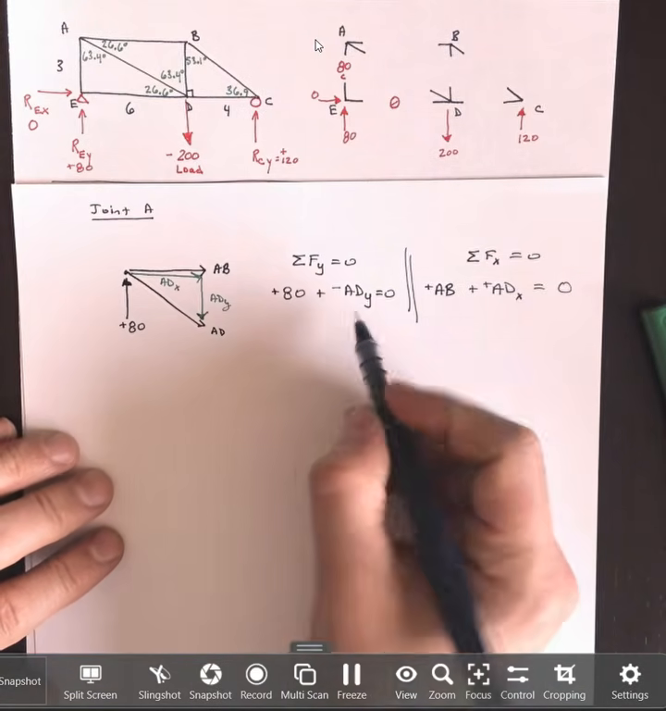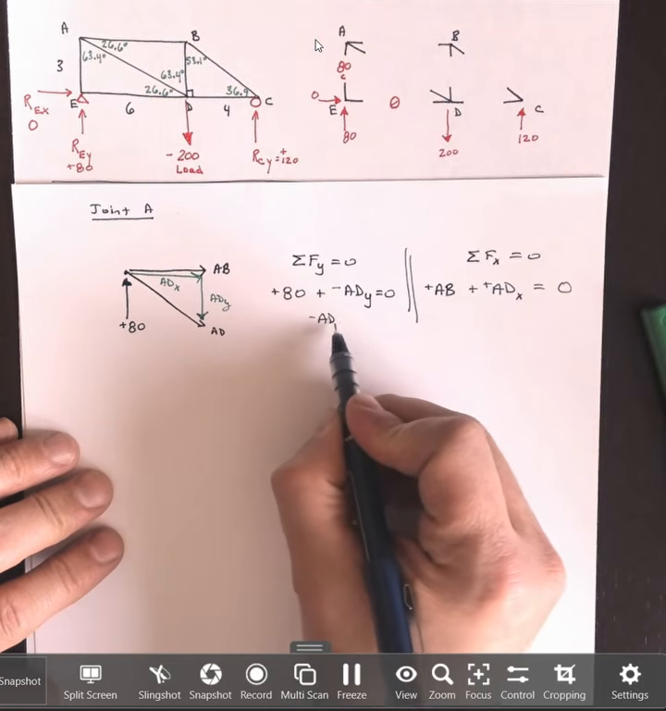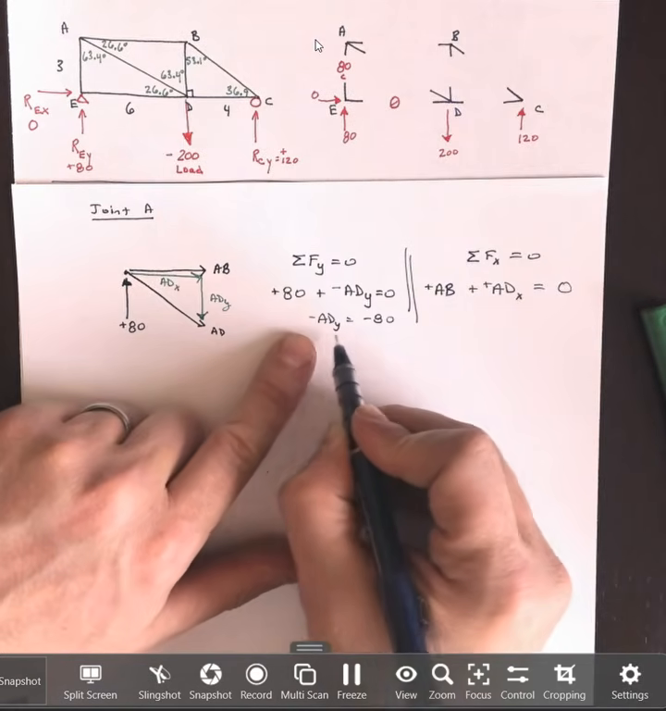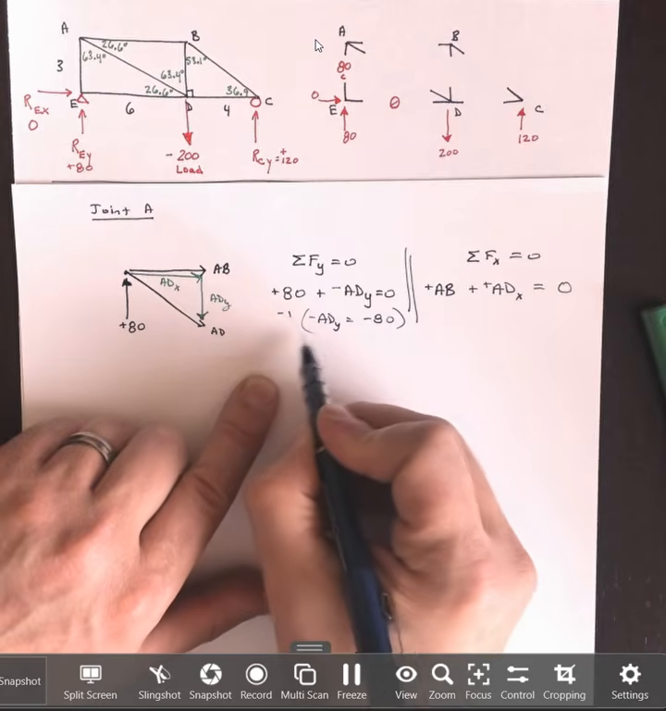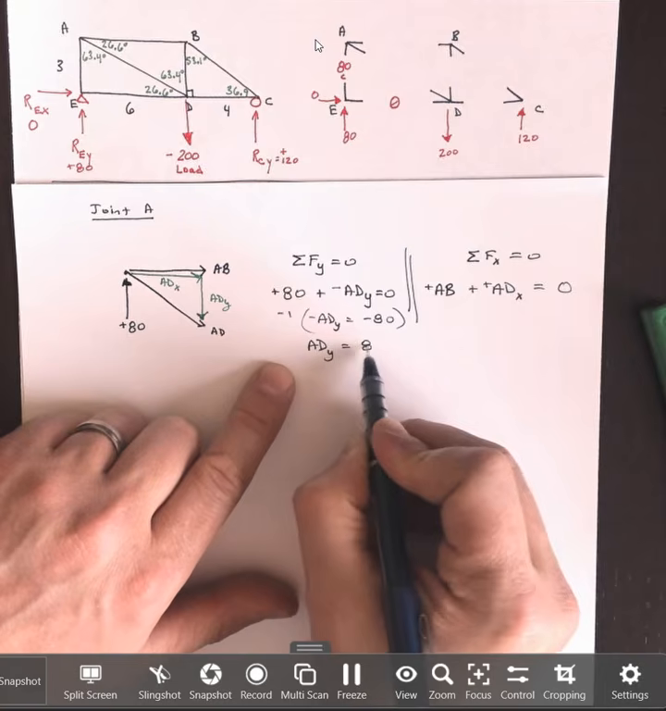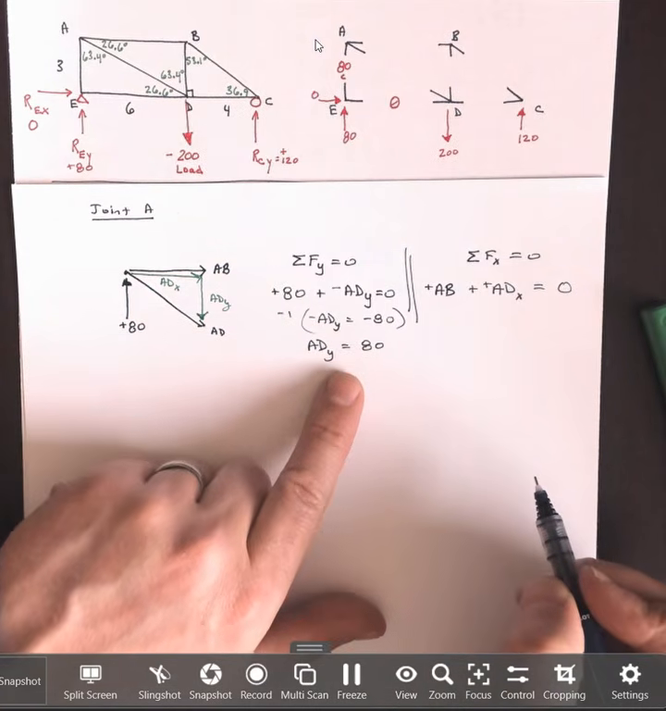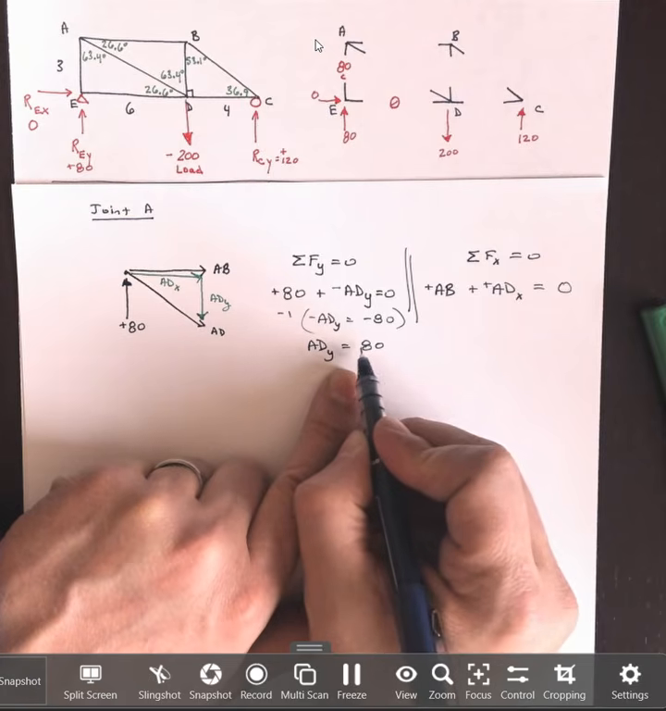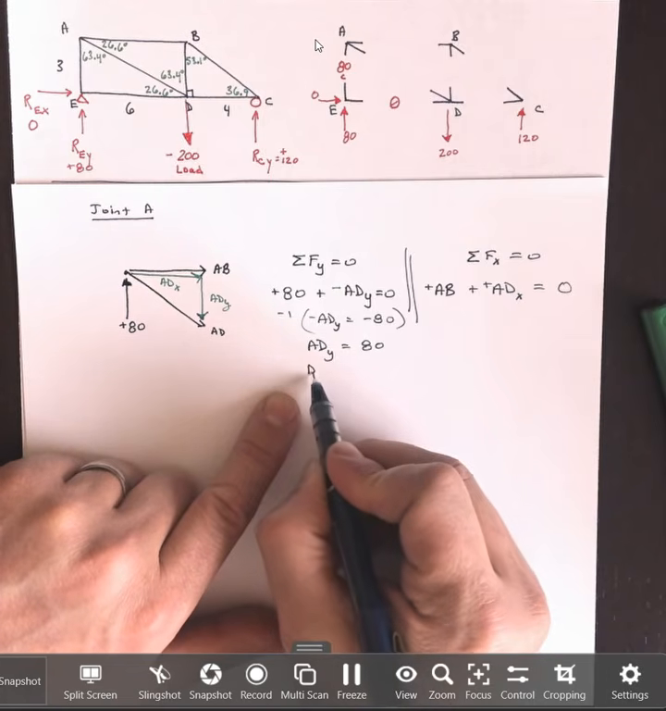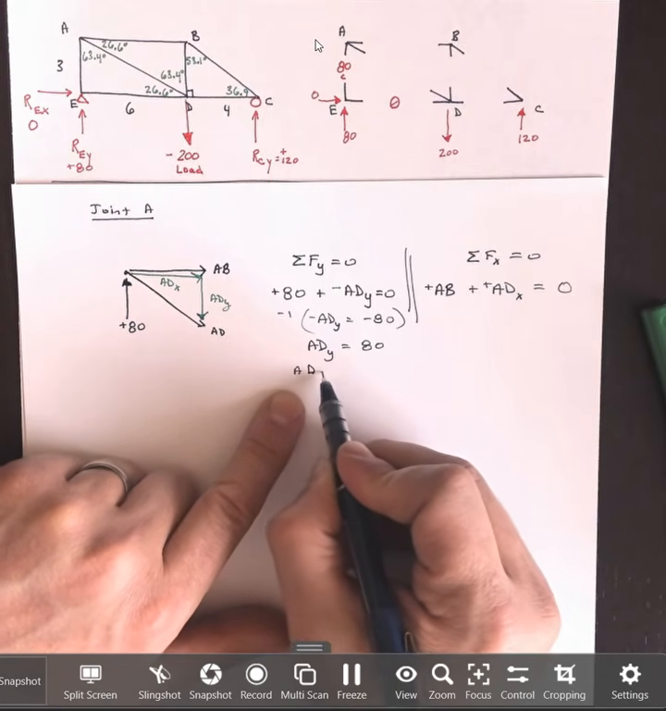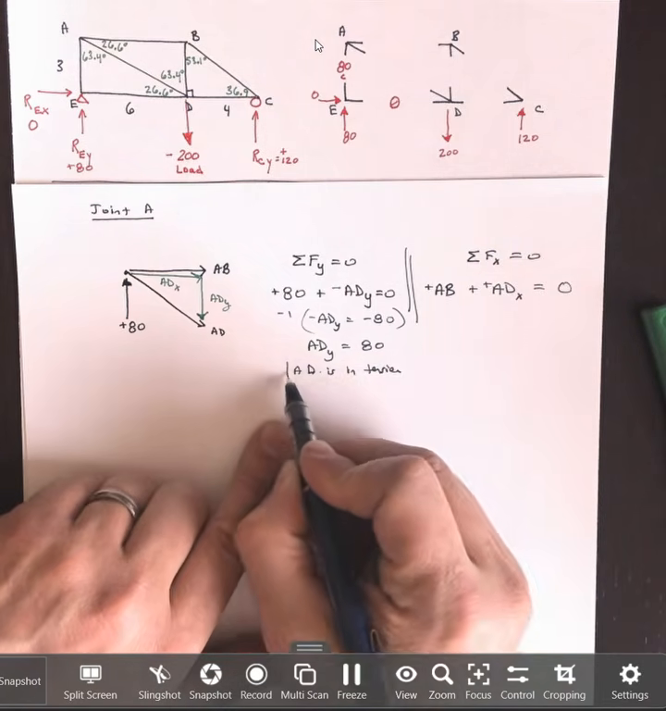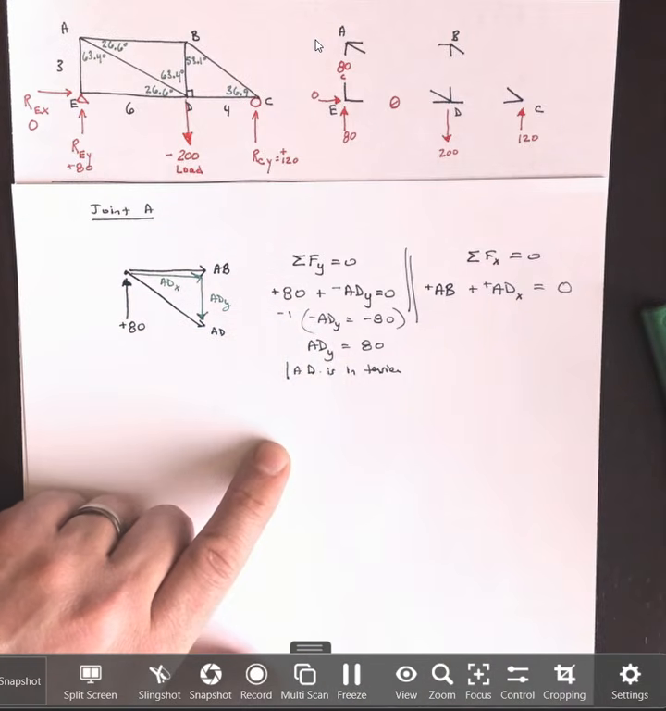So if we left the variable on this side, we'd end up with a negative ADY equals a negative 80. We would have subtracted 80, but we don't want a negative variable, so we'd multiply through by a negative 1, right? And we would get that ADY is equal to positive 80. The fact that our answer worked out to be positive means it agrees with our assumption of tension. So AD is in tension. Now we don't know what AD is, we know what ADY is.